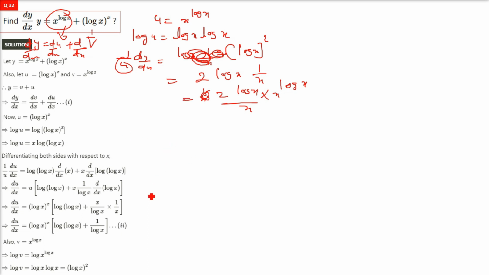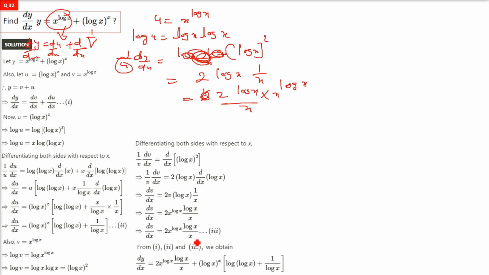The second part is this log x to the power x. And this is the first part I am showing you. Then we have the second part. I am changing the color. So v is actually log x to the power x. So log v will be x log of log x.